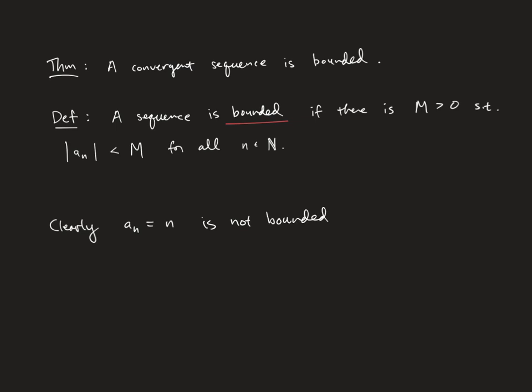So clearly the sequence a_n equals n is not bounded, and by the contrapositive, that implies that a_n equals n is not convergent. Okay, so this gives a slick proof that this sequence we looked at last time is not convergent without going through the definition of a divergent sequence. So you see that convergence implies bounded, so not bounded implies not convergent. Okay, so now we'll look at the proof of this theorem.